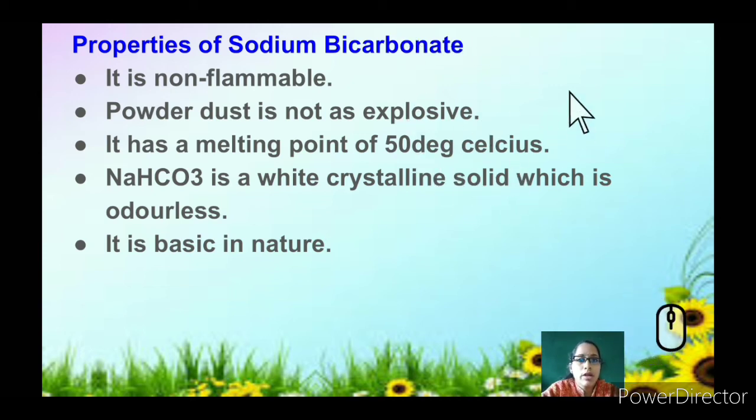So let's understand the properties of sodium bicarbonate. Sodium bicarbonate is not flammable, it doesn't catch fire, and its powder dust is not very explosive. Its melting point is 50 degrees Celsius. Sodium hydrogen carbonate or sodium bicarbonate is, in physical nature, a white crystalline solid, it doesn't have any odor, and it is basic in nature.